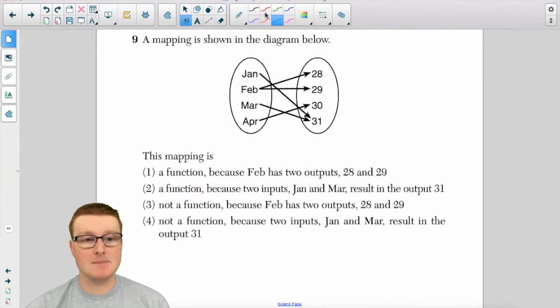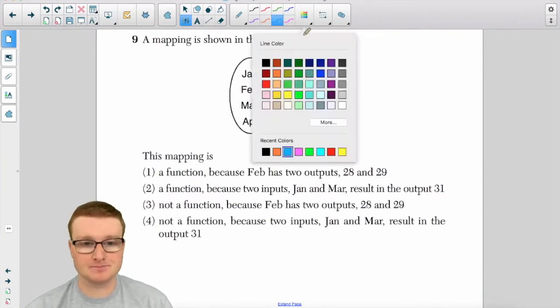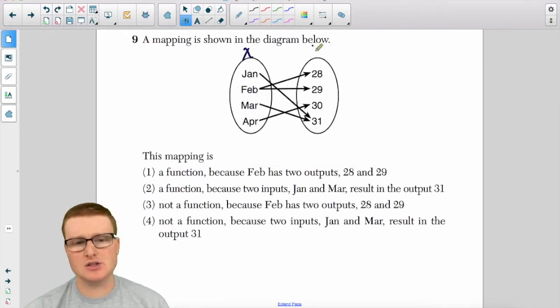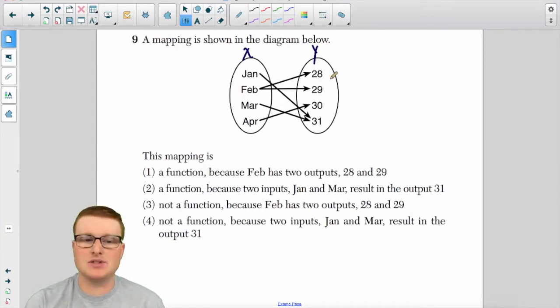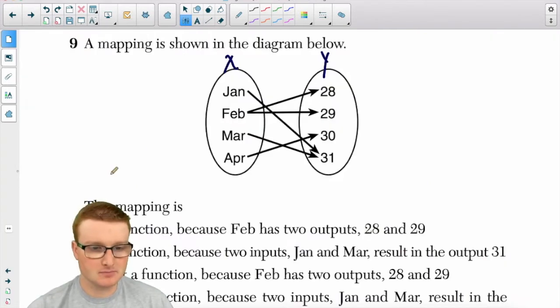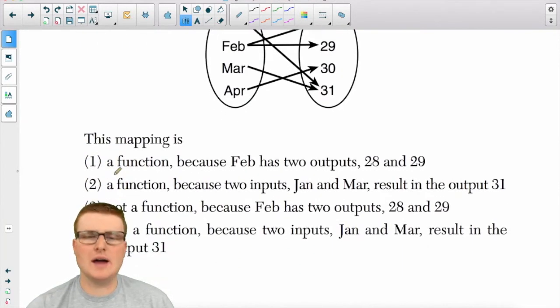To number 9, a mapping is shown in the diagram below. Cool. So this is your x value, this is your y value. Not really, it's months, and then I assume it's the days in those months. So let's take a look and see what we're talking about here. The mapping is, I assume, a function. Is it a function or is it not a function?